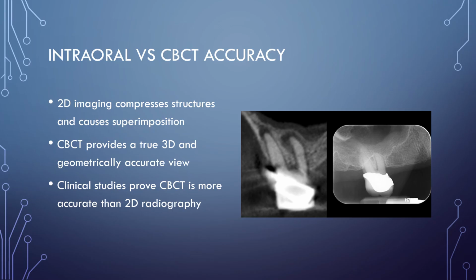By eliminating distortion and anatomical superimposition, clinical studies have consistently demonstrated that CBCT is significantly more sensitive and accurate for identifying key conditions. This unparalleled accuracy applies directly to diagnosing periapical pathosis, locating missed canals, and evaluating root resorption, giving clinicians a distinct advantage in challenging cases.